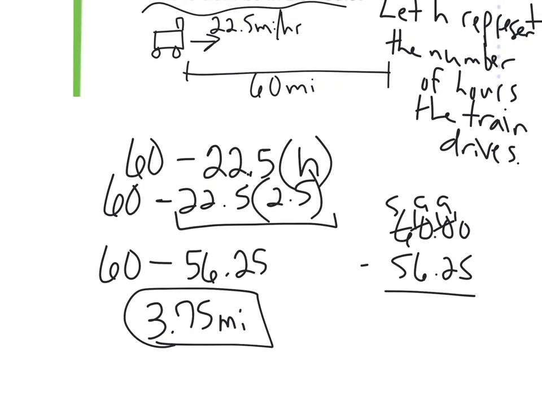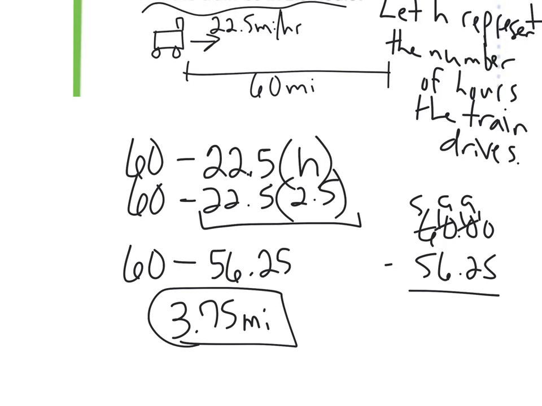A different question they could have asked would have been, how long would it take to get there? Well, we could take 60 miles divided by 22.5. How many 22.5s do we need until we get there? That would tell us how many hours until we get there.